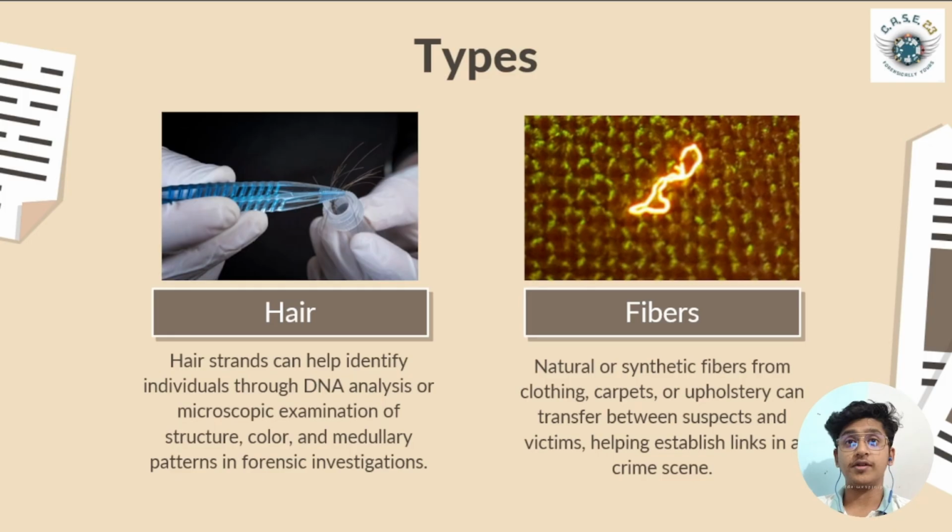Next up, we have fibers, tiny threads that can link a suspect, victim, or crime scene together. Fibers are often transferred during physical contacts, making them crucial in cases involving assaults, kidnappings, or even hit-and-run incidents. They can come from clothing, carpets, furniture, or even car interiors. Now there are two main types of fibers: natural fibers and synthetic fibers. Natural fibers are those that come from plants or animals, like cotton, wool, or silk. And then the synthetic fibers are the man-made fibers, such as polyester, nylon, or acrylic.